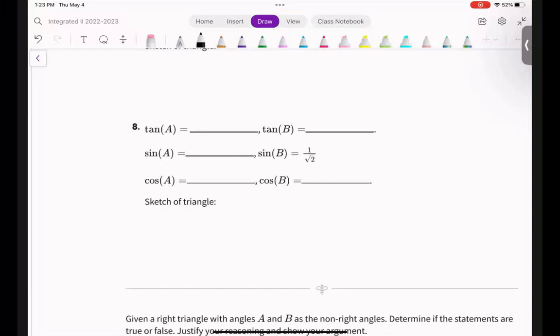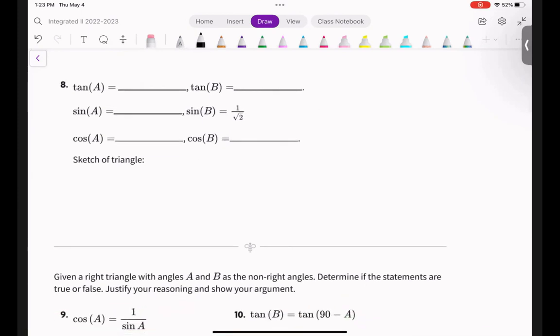Okay, so this is 6.8, Ready, Set, Go, number 8. It says, given this information, find the rest of it. So first, draw the triangle. That's what we talked about earlier. So I'm going to draw a triangle like this.